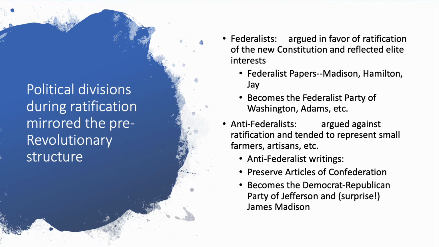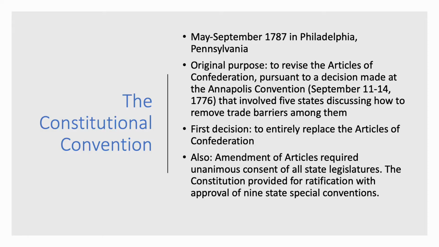But that was long after ratification. Now, the Constitutional Convention took place in 1787 in Philadelphia. The original purpose of it was to revise the Articles of Confederation, and they had a charter that said that's what they were going to do. And the first thing they did, instead, was to just abandon that entirely.